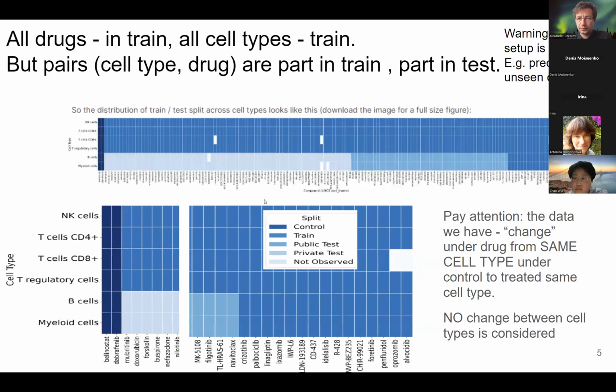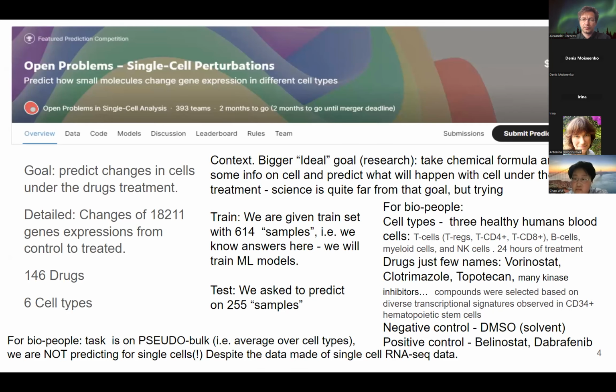Do you have any sense what is meant by diverse transcriptional signatures? My guess is that they looked at the changes of the genes, and they wanted to select not so many drugs, but ones where one drug is changing one thing, another drug is changing the other thing, so as to get a diversity. Do you understand? Yeah, I see.